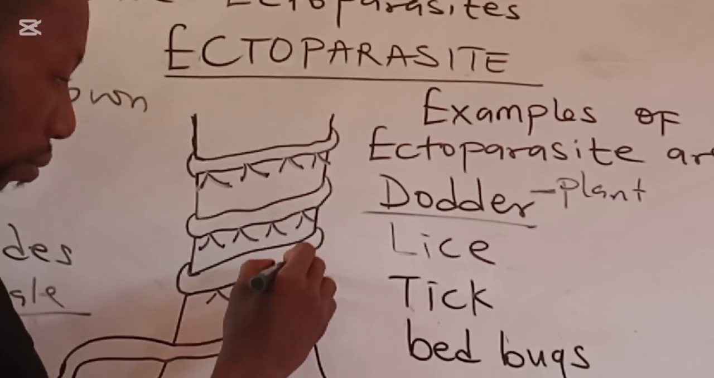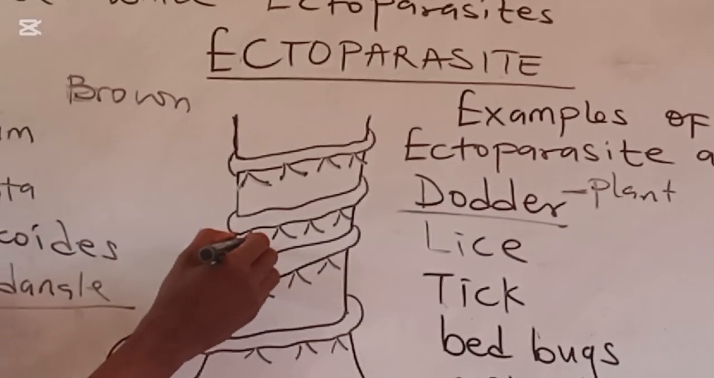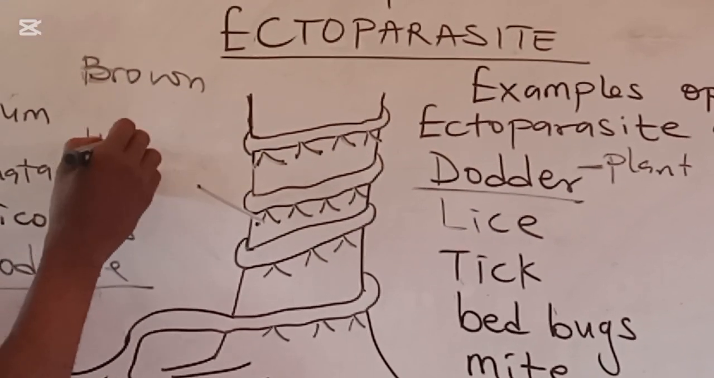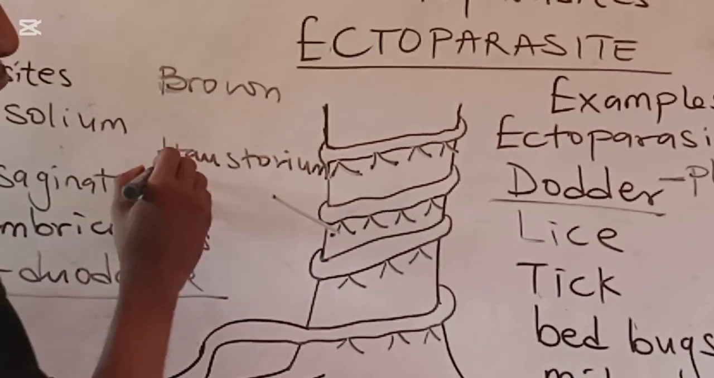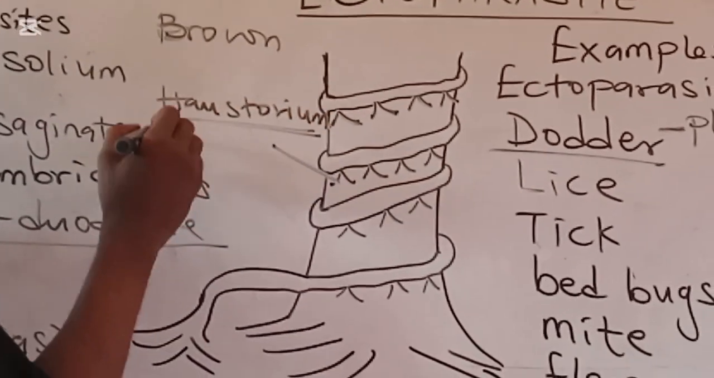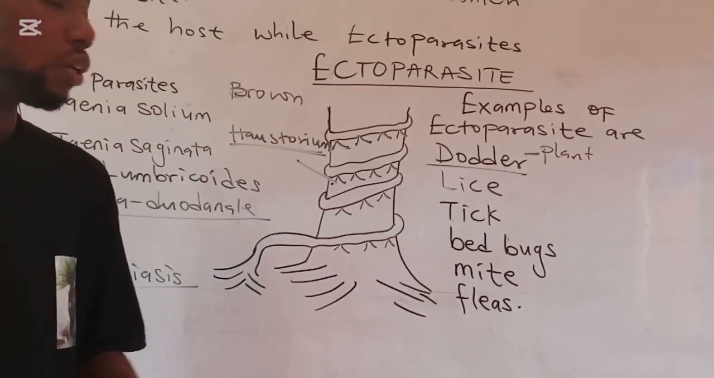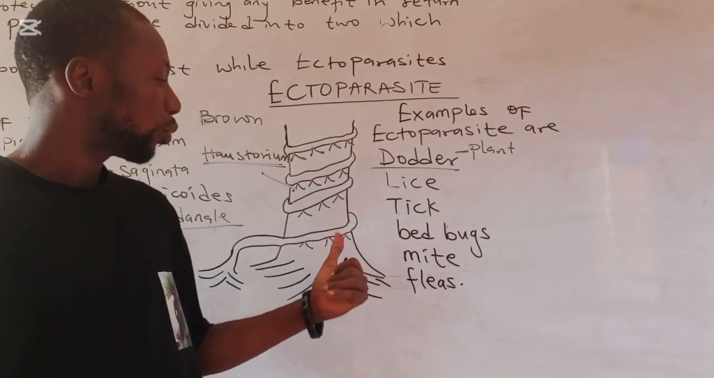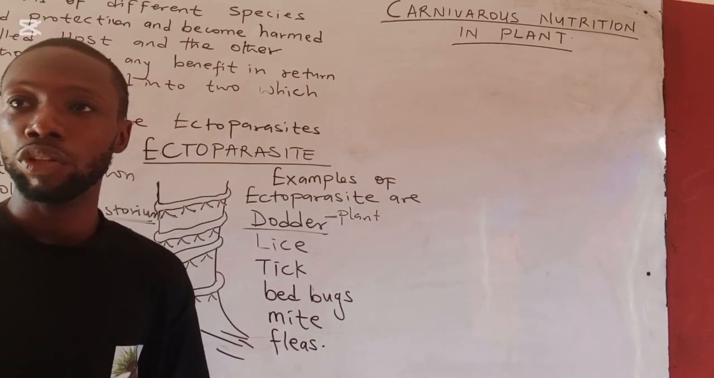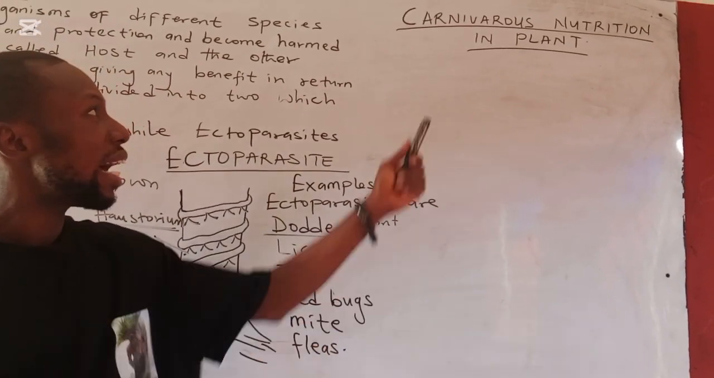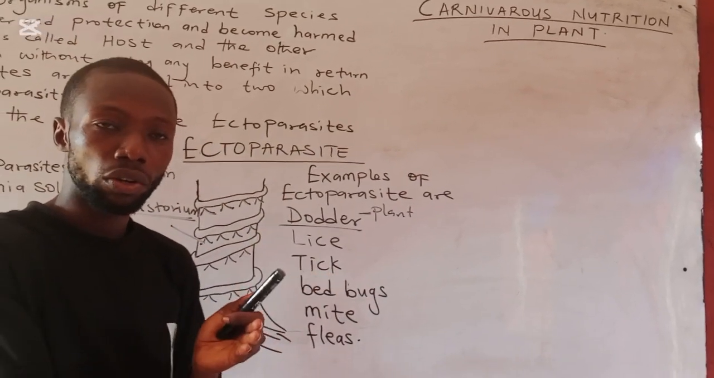They use this structure to suck from the host, and this is known as the haustorium. This is the haustorium; they use it to suck food from the host. Then over here we have the carnivorous plants. These plants are carnivorous, that means they feed on living organisms.